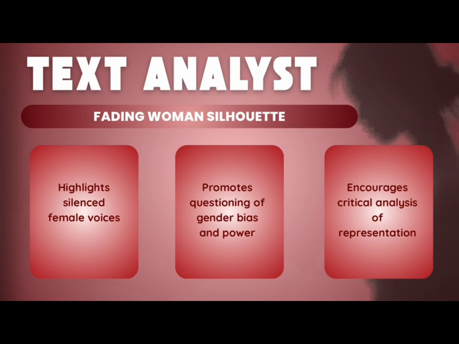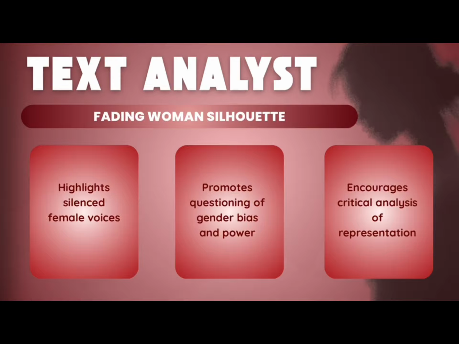The woman is present but fading, symbolizing how her perspective and struggles are forgotten over time. This connects directly to the text analyst's role in Luke and Freebody's Four Resources model, which focuses on critically evaluating text and questioning underlying power structures, ideologies, and assumptions. By including this visual, the poster challenges readers to think deeply about representation and fairness. It asks, why are female characters judged more harshly?